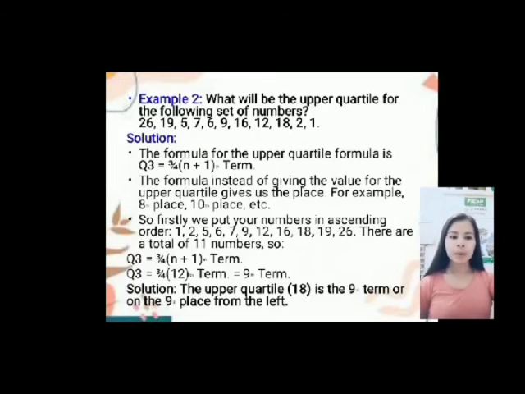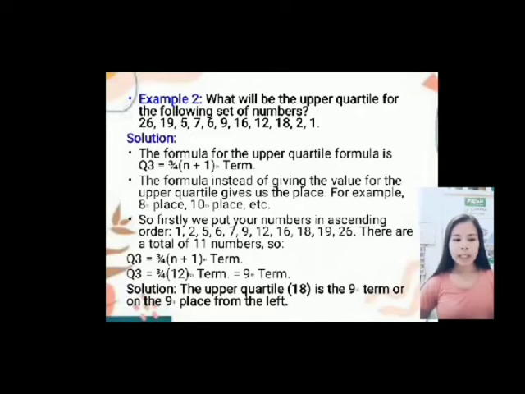Example number 2. What will be the upper quartile for the following set of numbers? The formula for the upper quartile is Q3 equals 3/4 times (n plus 1)th term. The formula, instead of giving the value for the upper quartile, gives us the place, for example, 8th place or 10th place.